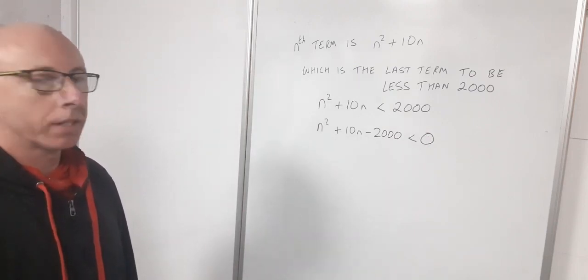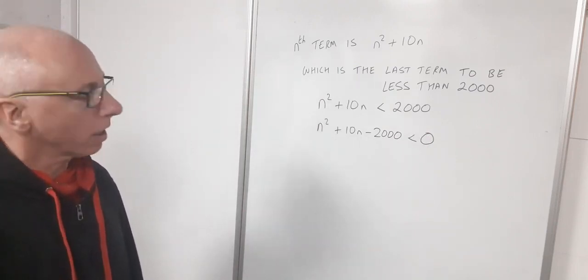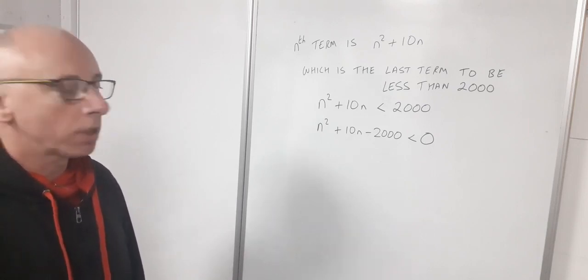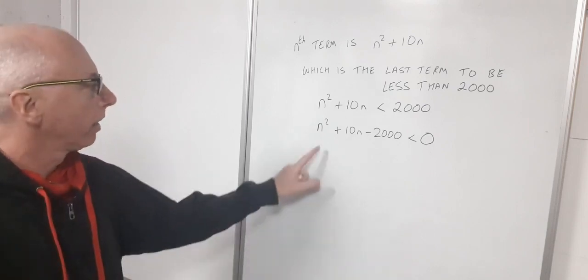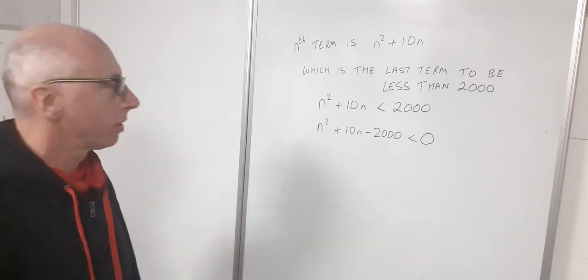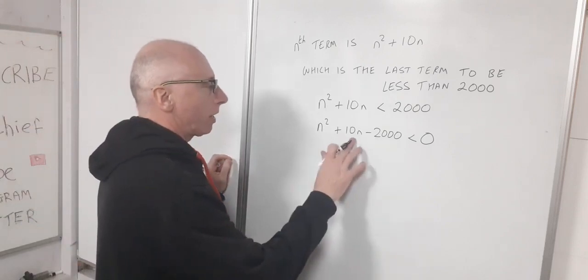So there's a couple of ways I could do this, probably even 3 ways. I could use the quadratic formula, that would work. The way I'm going to use today is to complete the square. I've got n squared and 10n. Let's complete the square and see what happens.